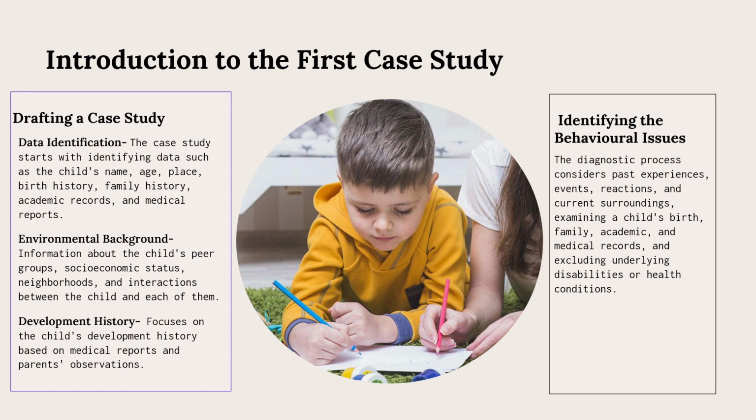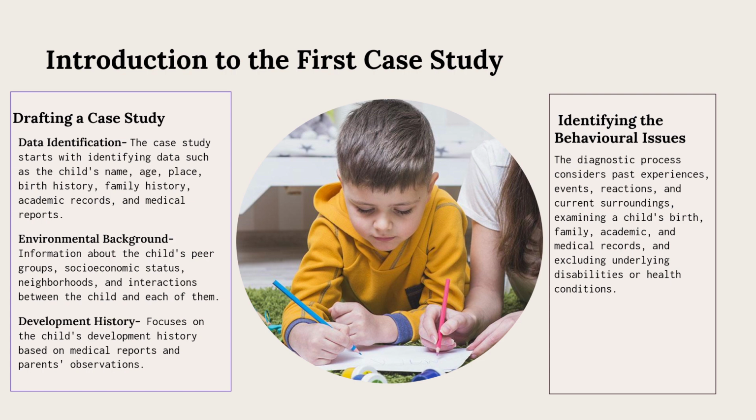So, drafting a case study, we have to identify these four things. Identification, data identification, wherein we have to identify a child's name, age, place, the birth history, the family history, the medical histories, medical reports, academic records. Environmental background, information about his child peer groups, socio-economic status, neighborhood, and the interaction of the child with the surroundings. Development history focuses more on the child's development, based on the medical reports and the parents' observation.